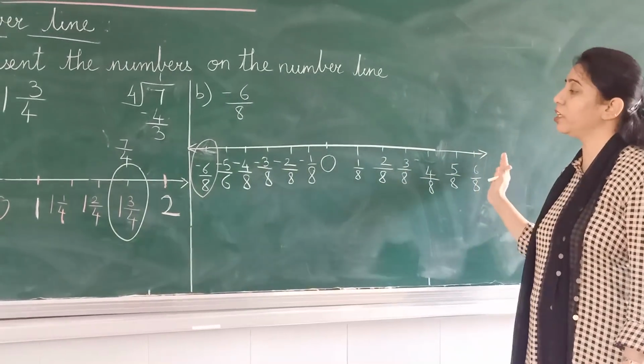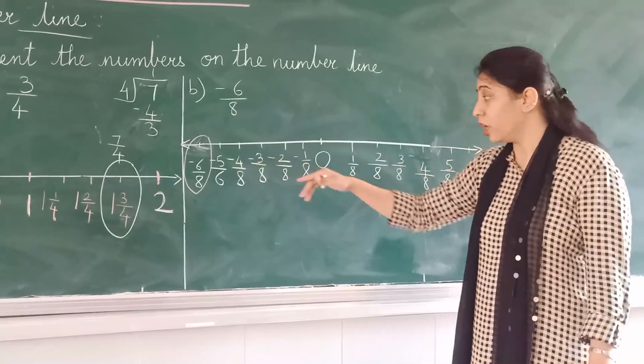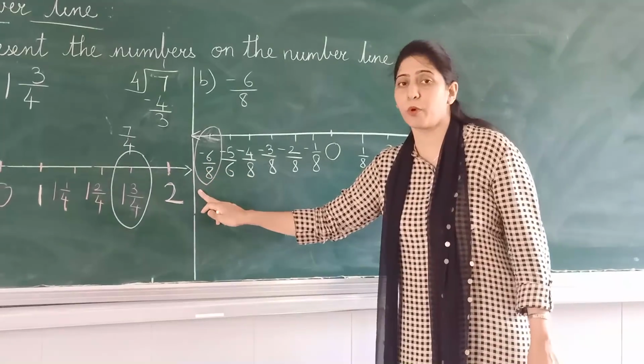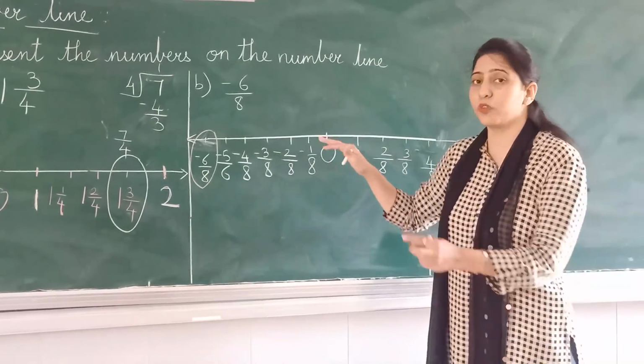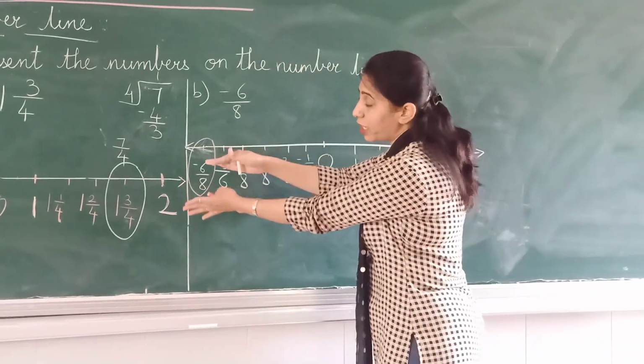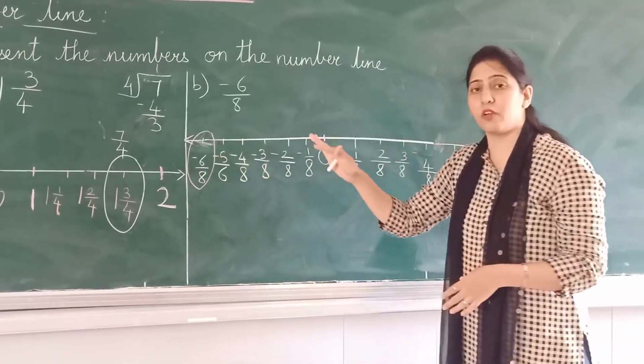All the positive integers are greater than the negative integers. Now you tell me, is 0 greater or minus 6 upon 8? Again 0 is greater. So which is on the right hand side is always greater, and which is on the left hand side on the number line, it is always smaller.